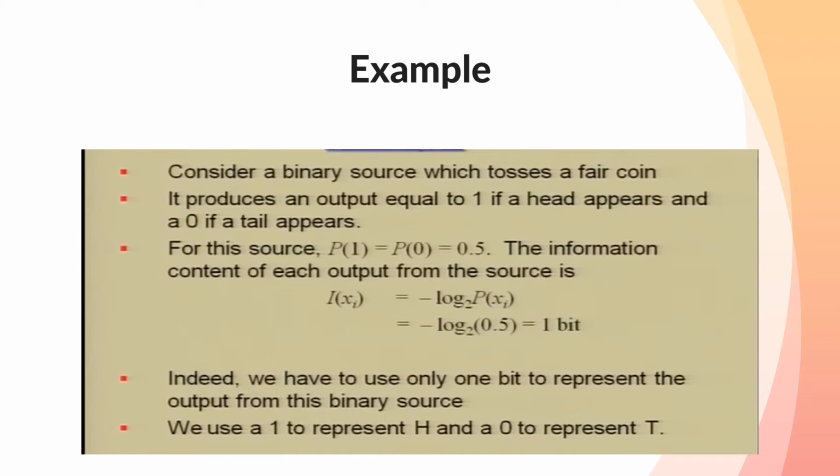Now let us take an example. Consider a binary source which tosses a fair coin. The output may be head or it may be tail. Suppose I am taking equal probability of head and tail, then probability of 1 is equal to probability of 0, which is equal to 0.5, right? If I apply this to the information formula, I am getting minus log base 2 of 0.5, which is log base 2 of 2, which is equal to 1. Right? This is actually 2 power minus 1. This minus 1 and the minus will become 1 bit. So we have to use only 1 bit to represent the output from the binary source.